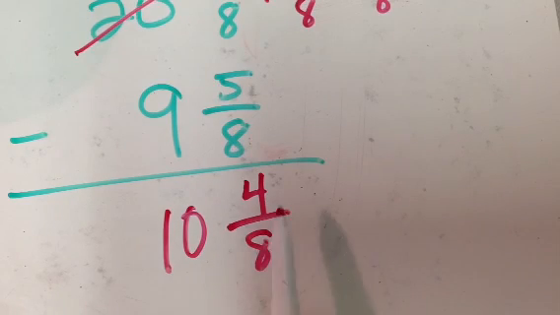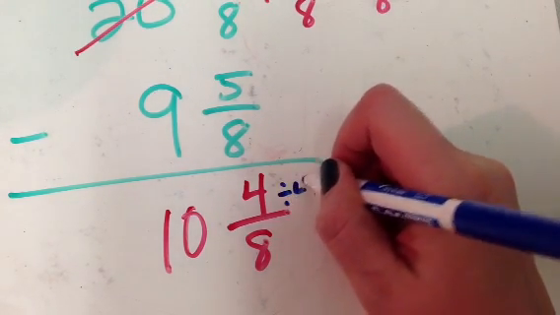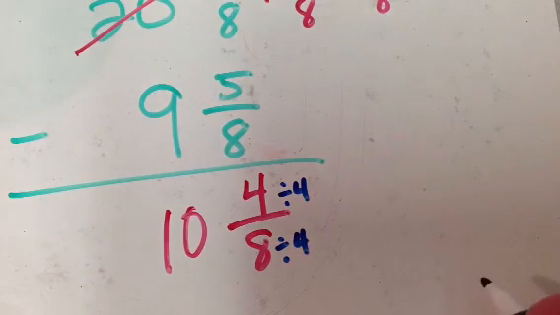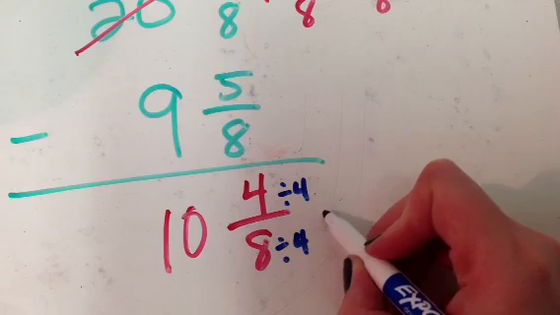Number 1, is this a proper fraction? 4 is smaller than 8, so yes it is. Number 2, is it reduced down as far as it can go? And in this case, no, it's not. So I have to figure out what I can divide out of both of those guys. What can I divide out of both 4 and 8? I could do 2, right? That's a common factor of both 4 and 8. But I could also do 4.